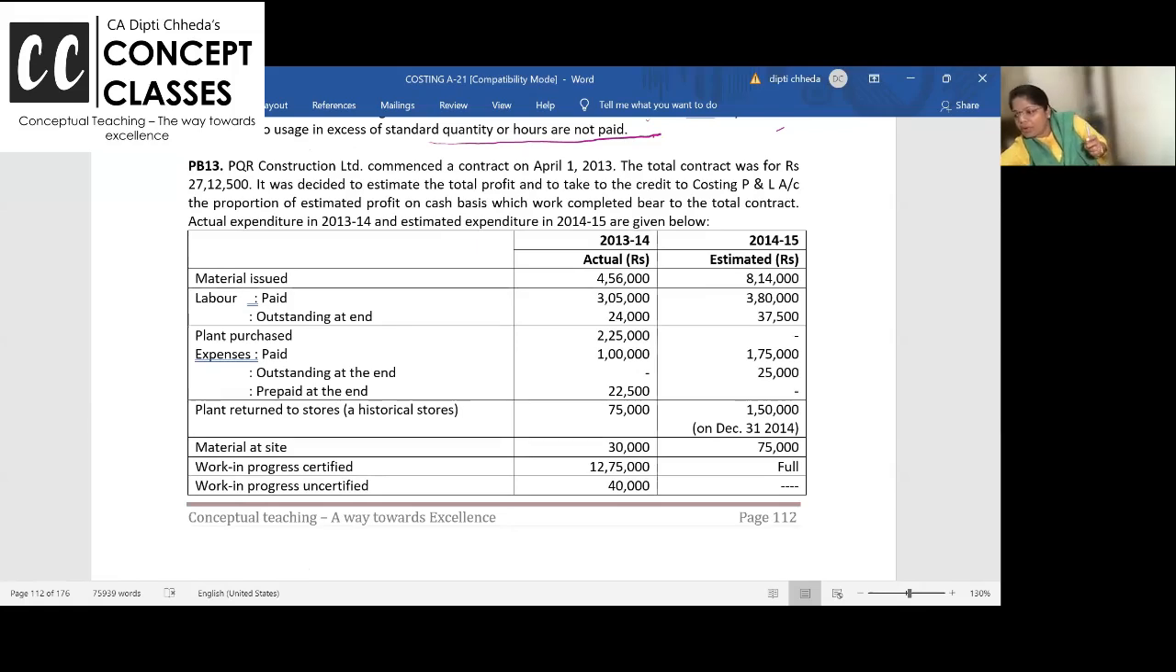You will get two profits. The period which is over will give you the notional profit, and the period which you can estimate in the future will give you the estimated profit. I hope you are getting what we are doing. This was already asked in a past exam for 10 marks.